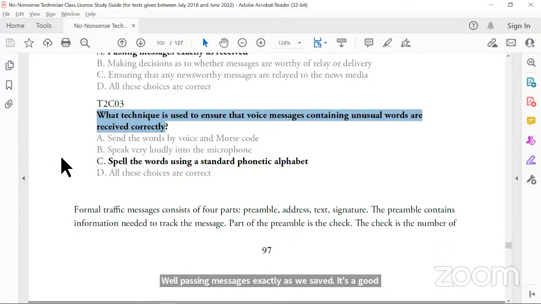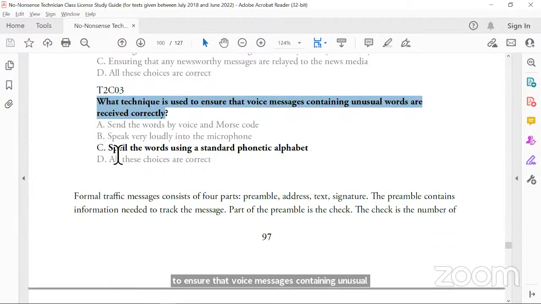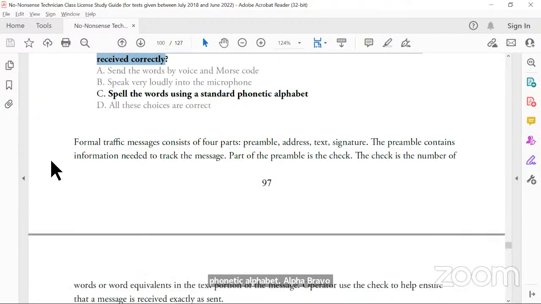Next question in the question pool. What technique is used to ensure that voice messages containing unusual words are received correctly? So the technique is you spell the words using a standard phonetic alphabet. Alpha, Bravo, Charlie, Delta, Echo, Foxtrot, etc.